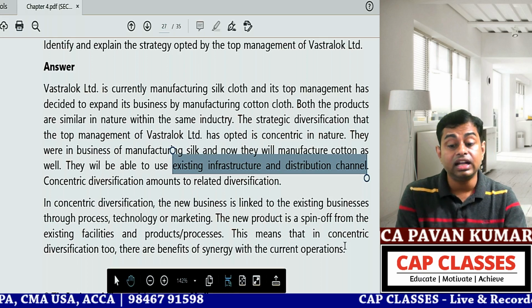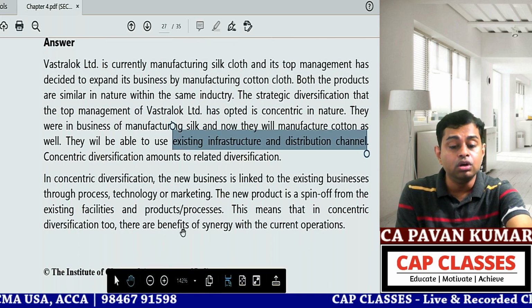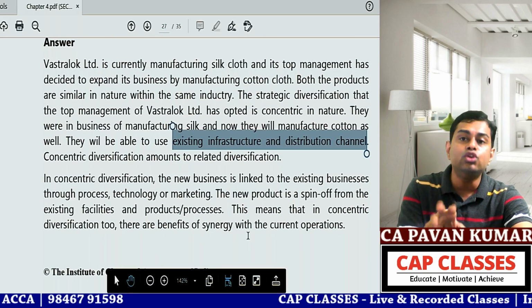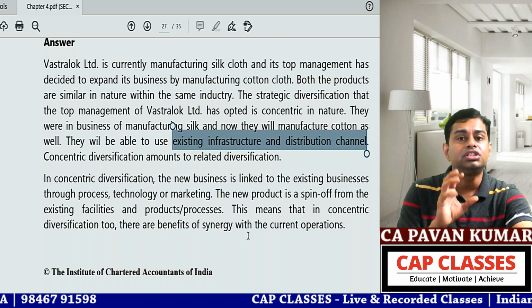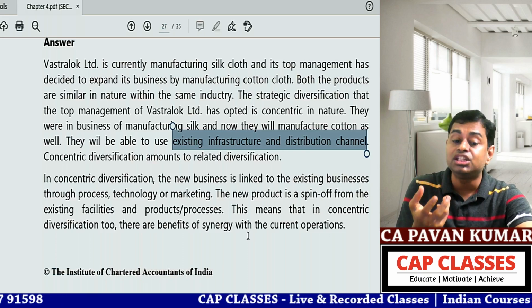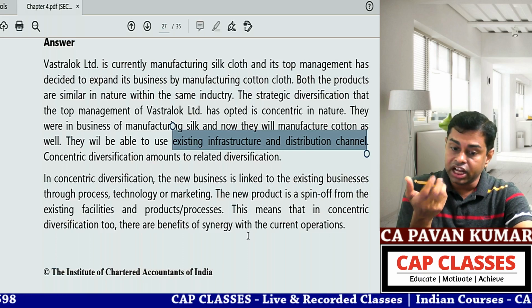This means that in concentric diversification too, there are benefits of synergy with the current operations. That means the current operations can be used. Current factories can be used. Current employees can be used. Current technology can be used. So you have the synergy. Synergy is nothing but advantage.